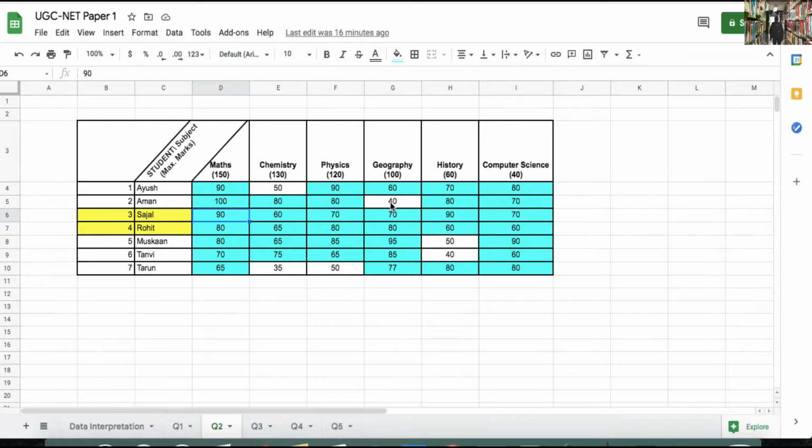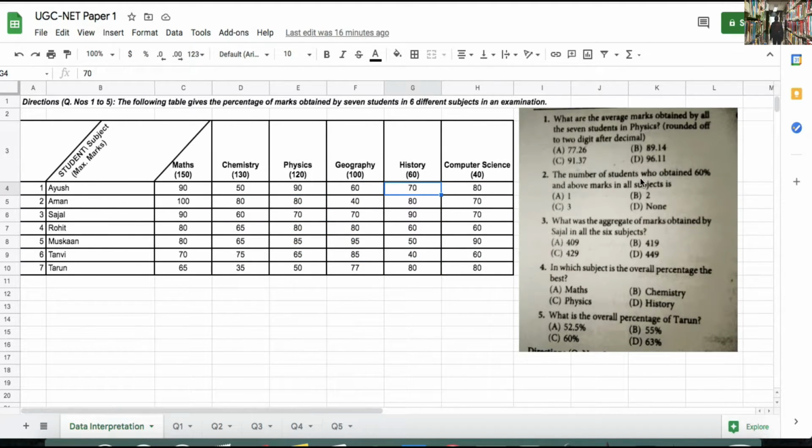60%, sorry. Aman 40%. Sajal and Rohit more than 60. So there are 2. So the answer would be the number of students who obtain 60% and above marks in all the subjects will be option number B, which is 2.